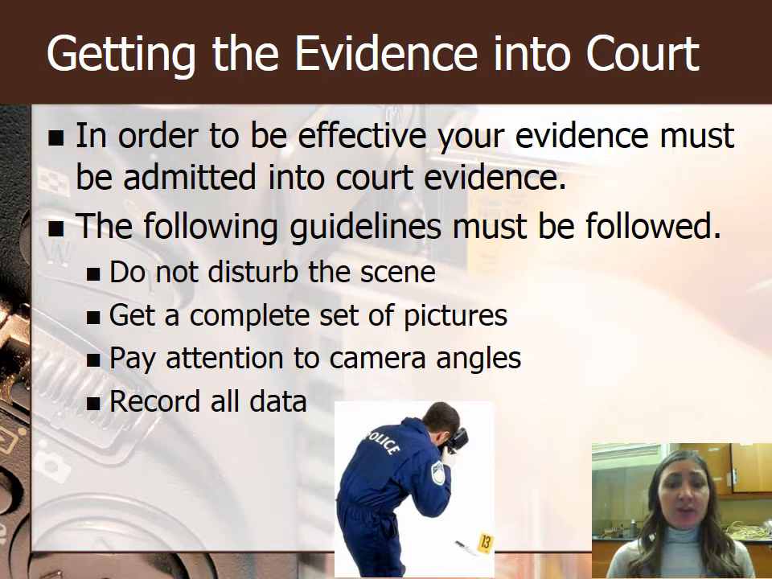You need to pay attention to your camera angles. Angles down or up for an object can really distort what the object looks like as well as a piece of evidence, and so you want to make sure that when you're taking pictures, you are giving it from an eyewitness viewpoint, straight from where you're looking. And it's really important as well to record all data. So every time you take a picture, you write down where it was taken and the photo number.